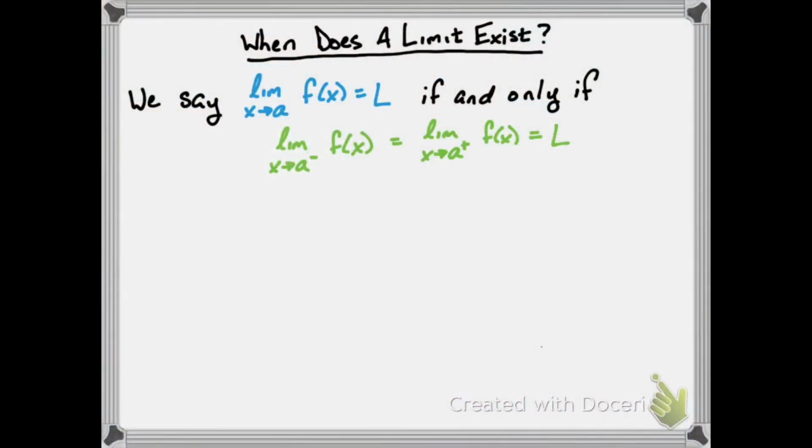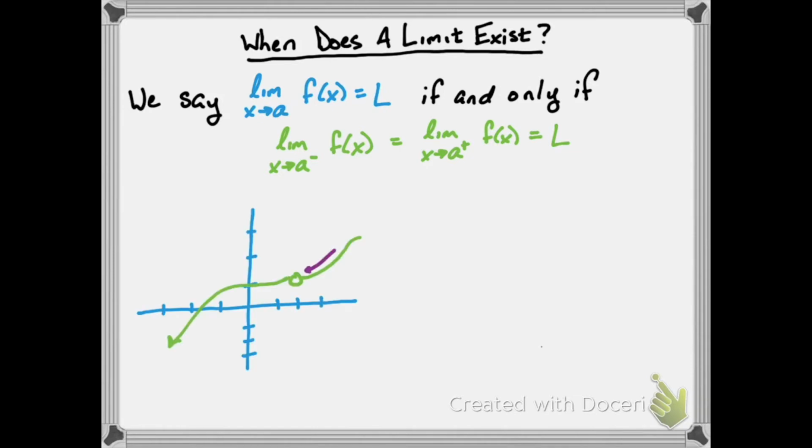When does a limit exist? We say the limit as x approaches a of f of x is equal to L if and only if the limit as x approaches a from the left and from the right are both equal to L. This will be a little bit easier to see in a graph.